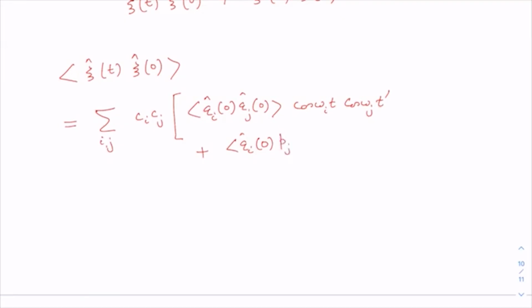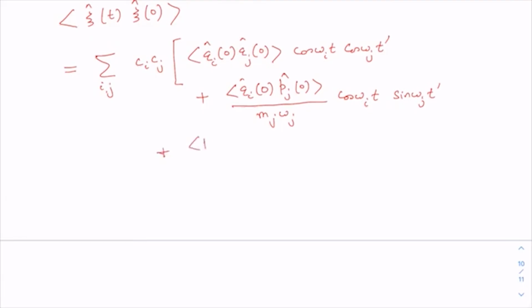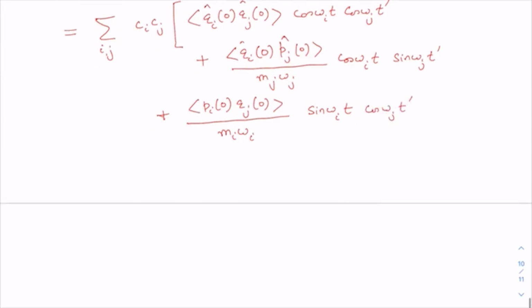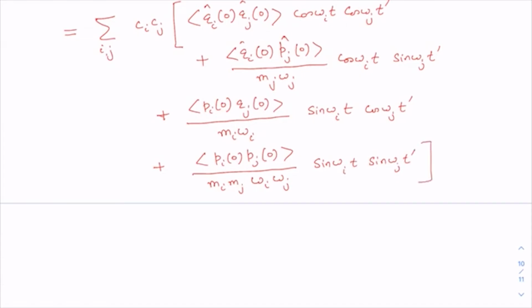So I have qi(0), pj(0) divided by mj omega_j, cos(omega_i t) sin(omega_j t'), and then plus pi(0) qj(0) divided by mi omega_i, sin(omega_i t) cos(omega_j t'), and then plus pi(0) pj(0) divided by mi mj omega_i omega_j, sin(omega_i t) sin(omega_j t'). Alright, so this is what I'll have.